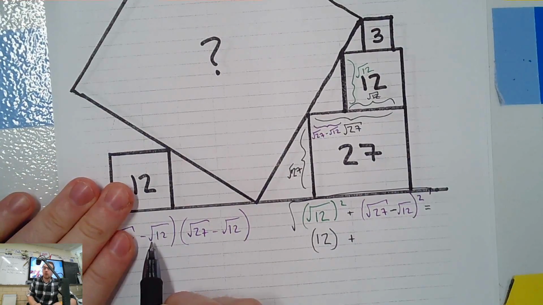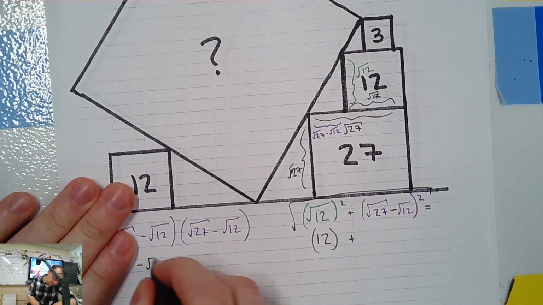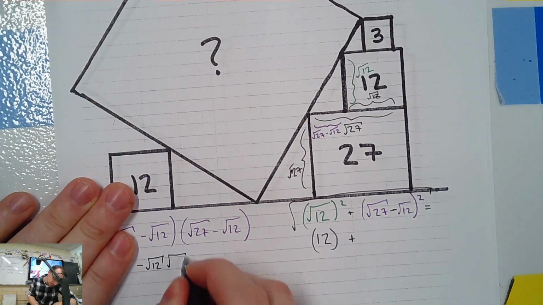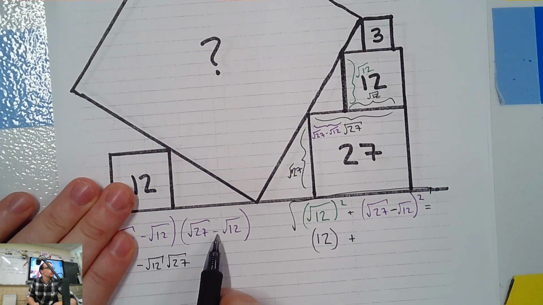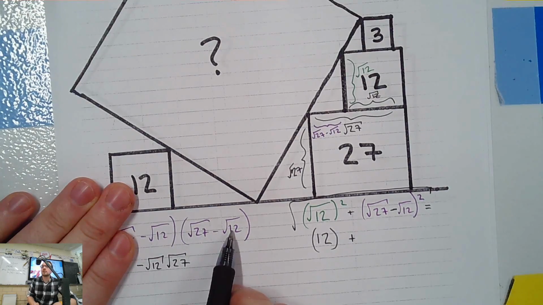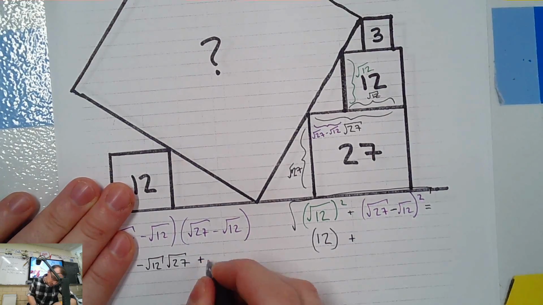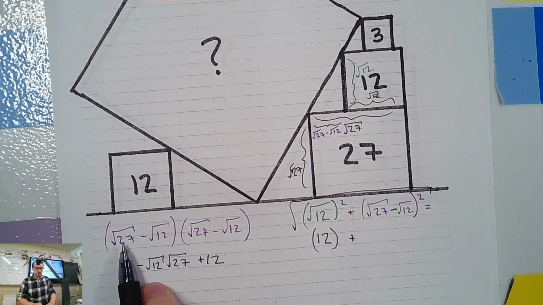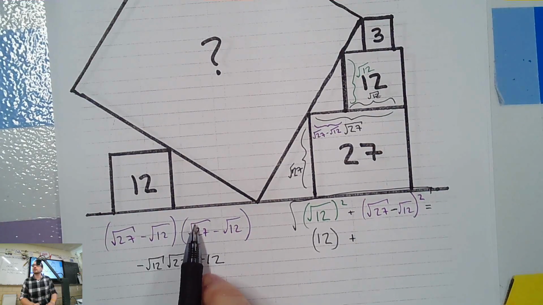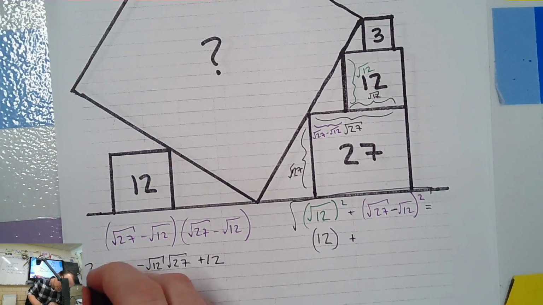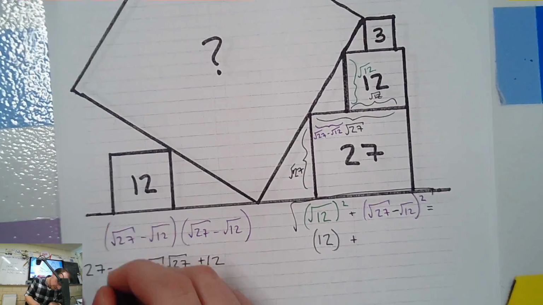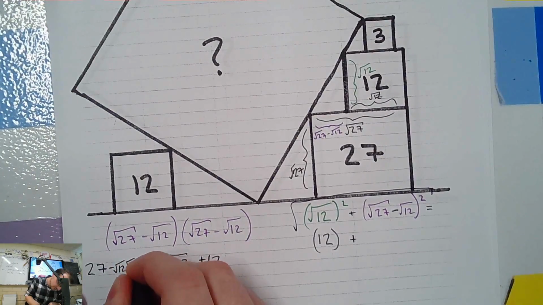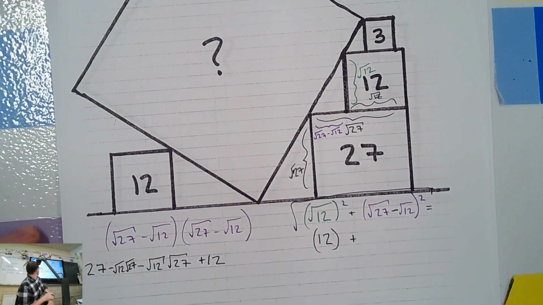Let's distribute the negative root 12 first. So here and here, we get negative root 12 times root 27. Here and here, negative and negative makes a positive, and root 12 times root 12 is 12. So we just have 12. All right, now let's distribute the root 27. What's root 27 times root 27? 27. And what's root 27 times negative root 12? It's all this. Yuck. What do you notice?